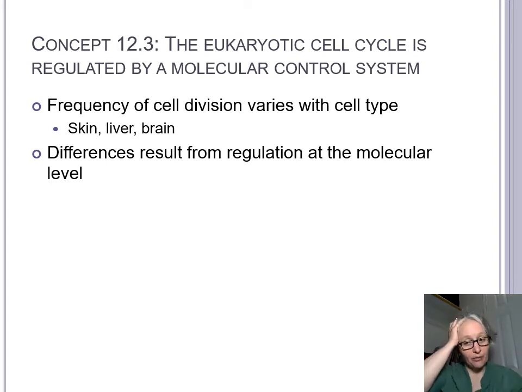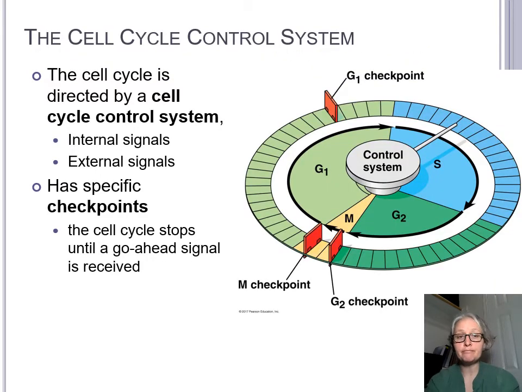Think, however, about your brain cells, right? If you have a brain injury and you break or lose some of your brain cells, you can't grow them back. And so we want to think about, well, why is that? My skin cells and my brain cells have the exact same DNA in them. So why is it that my skin cells can divide all the time, but my nervous system cells are not dividing as often? And really the differences result from some sort of cellular regulation that's happening at the molecular level.